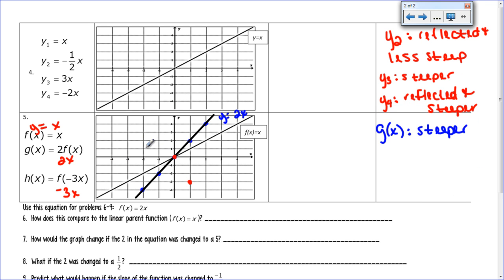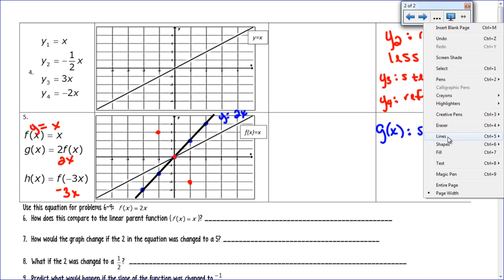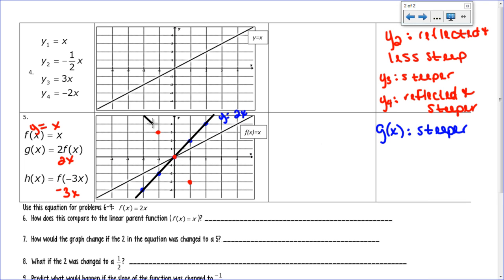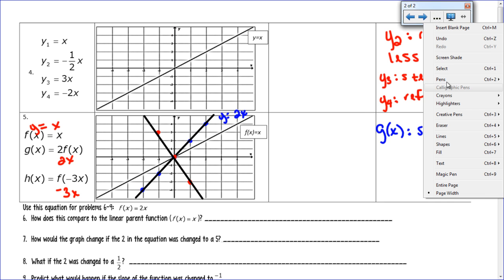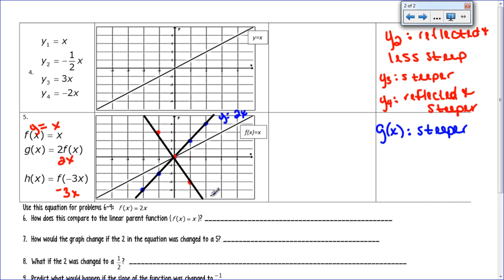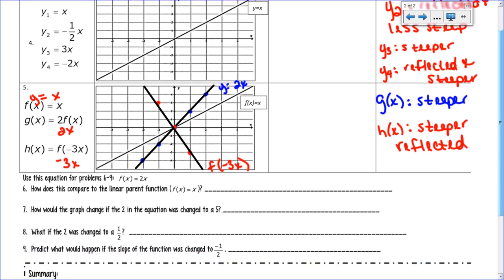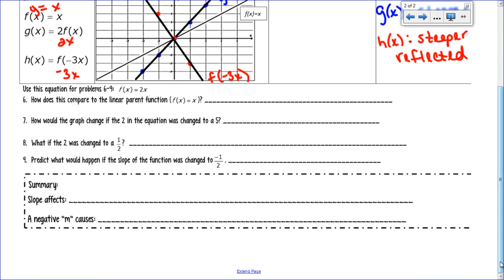So now what I have is a line that has flipped over because my points are reflected just like you saw, and it is steeper than the original line. It definitely decreases faster than the first one. And so what I have is this f of negative 3x. So my h of x graph is steeper because of the 3, and it is reflected because of the negative. So those are the things that have happened. So now let's do a summary and talk about some things that we need.